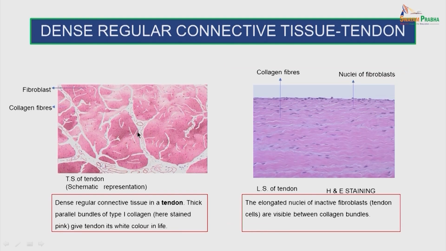This is a transverse section of tendon. The dense regular connective tissue in a tendon has thick parallel bundles of type 1 collagen, here stained pink, which give tendon its white color in life. This is a longitudinal section of tendon on an H&E stained slide. The elongated nuclei of the inactive fibroblasts are seen within the collagen bundles. You can see the nuclei of the fibroblasts and the collagen fibers in this slide of tendon.